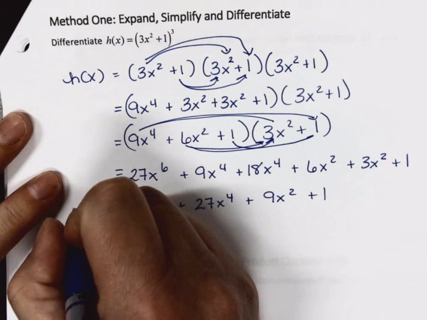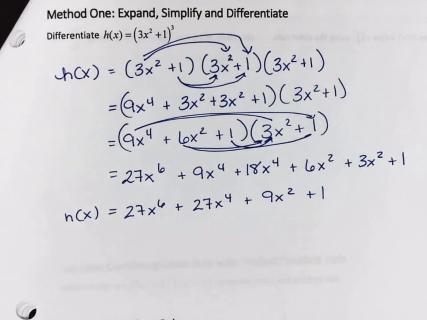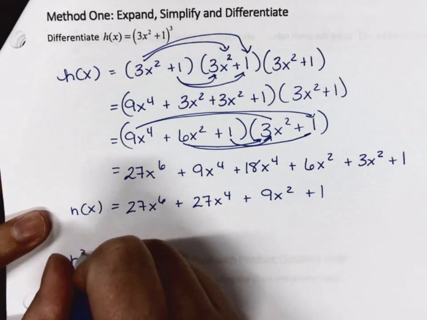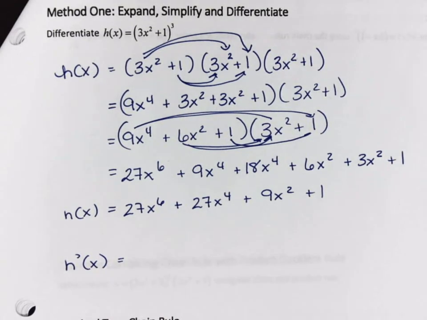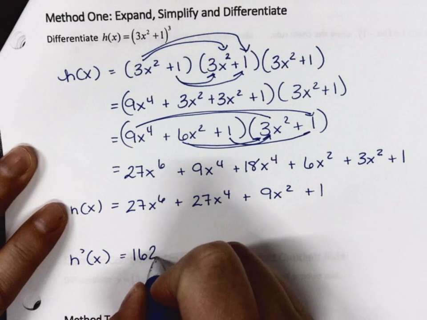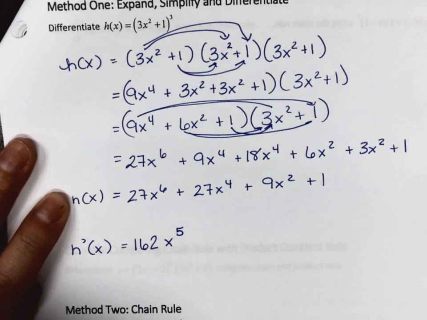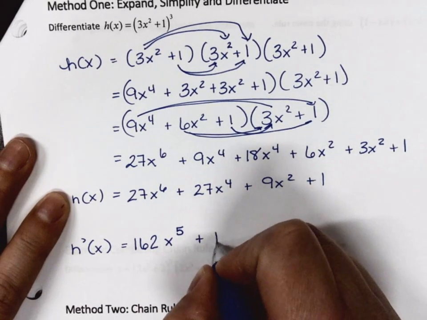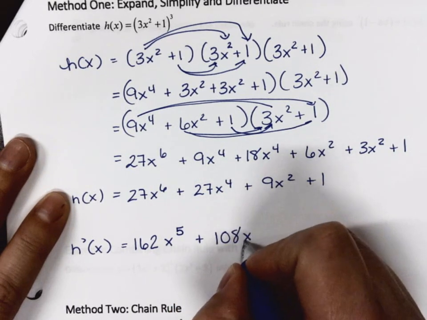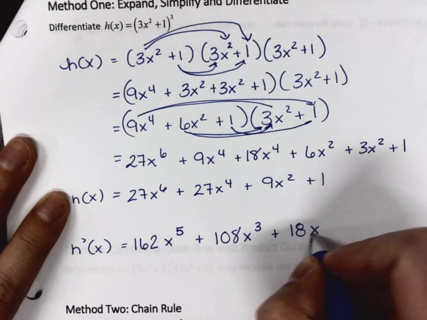So once we're all to the same place, now we do our rules. Now this one's nice and easy to differentiate, right? So h prime: 6 times 27, 162. 162 x to the exponent 5, and 27 times 4, 108. 108 x to the exponent 3, 9 times 2 is 18x.